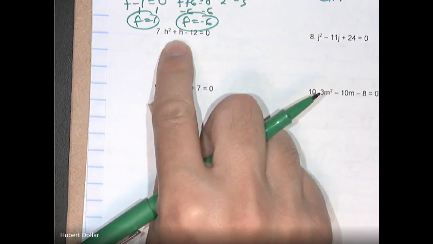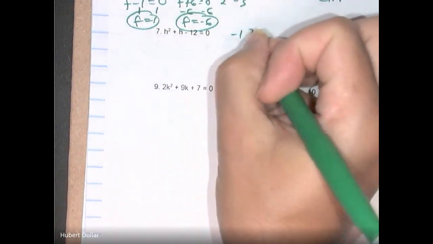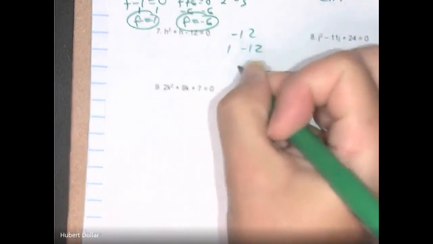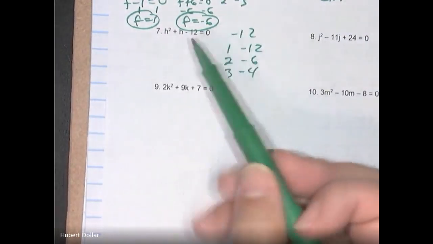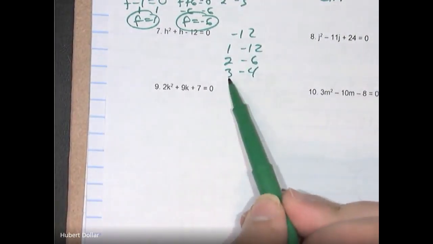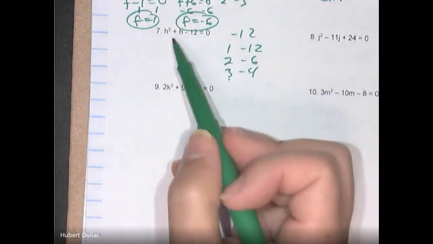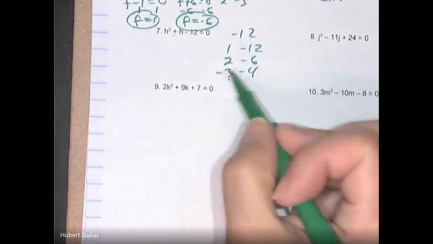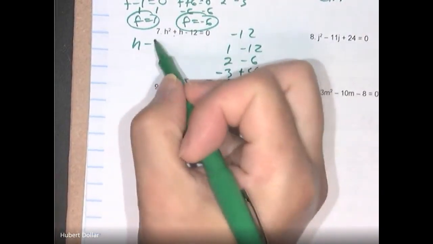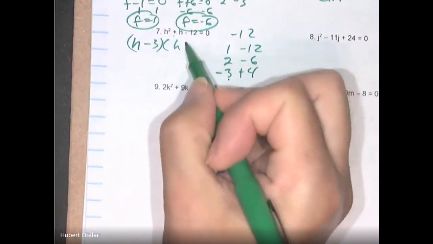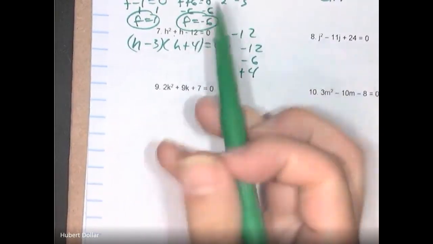Rounding it out, numbers that multiply to get negative 12 and subtract to get 1, since there's no number in front. Negative 12 is 1 and negative 12, 2 and negative 6, 3 and negative 4. Negative 4 plus 3 would be negative 1. That's the wrong sign, so we change the signs. So you have h minus 3 and h plus 4 equals 0.